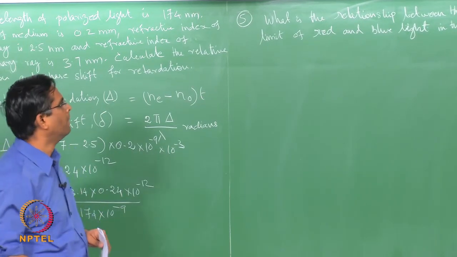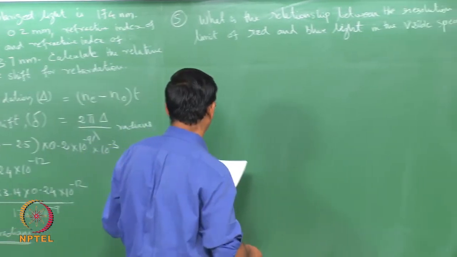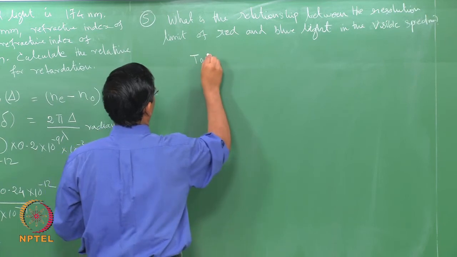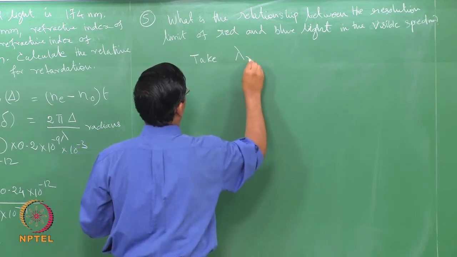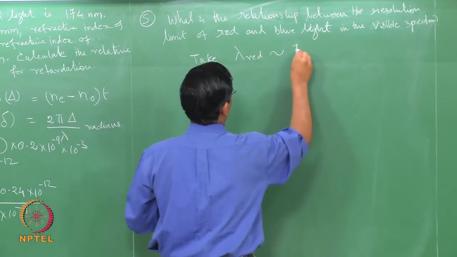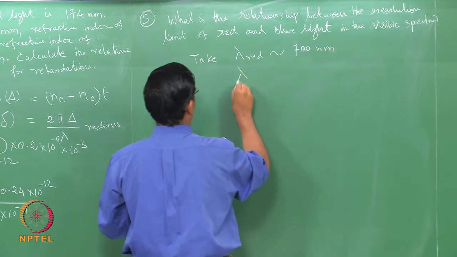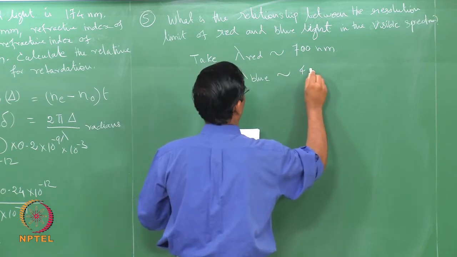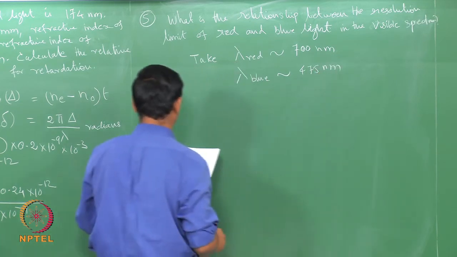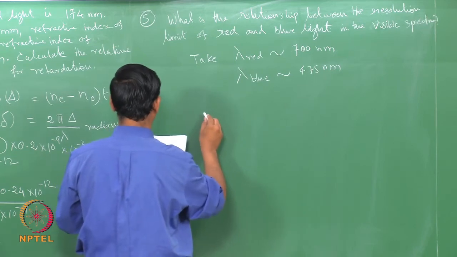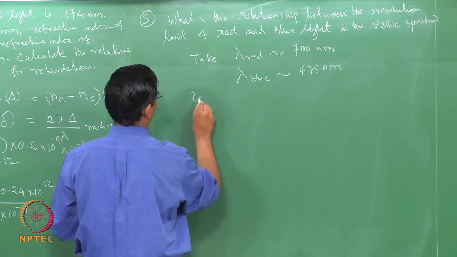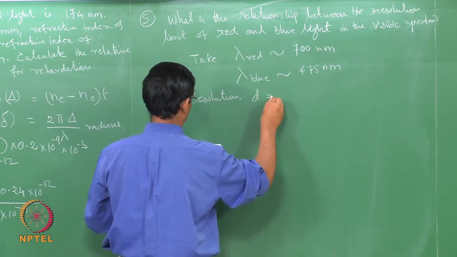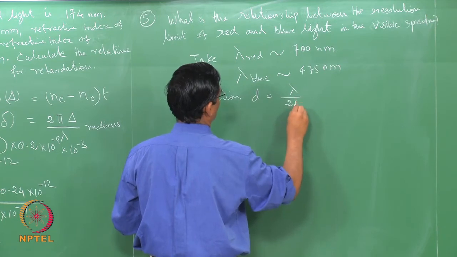It's a very general question. You can guess what we can do. So let us take approximately the wavelength lambda of red, let us say 700 nanometers, and lambda of blue, let us take 475 nanometers. We know that resolution limit d equals lambda by 2 times NA.